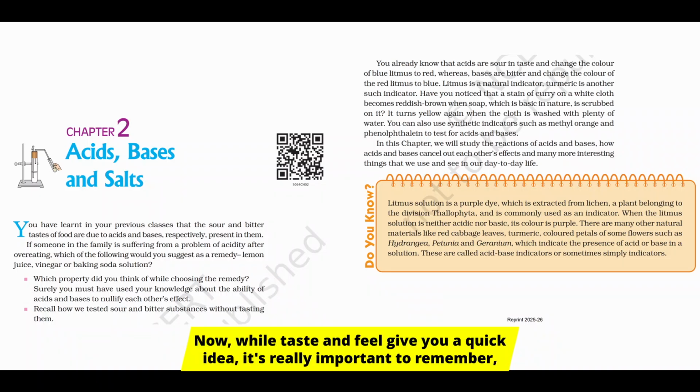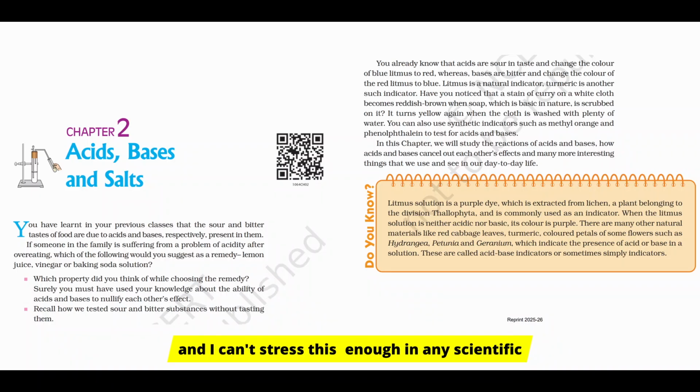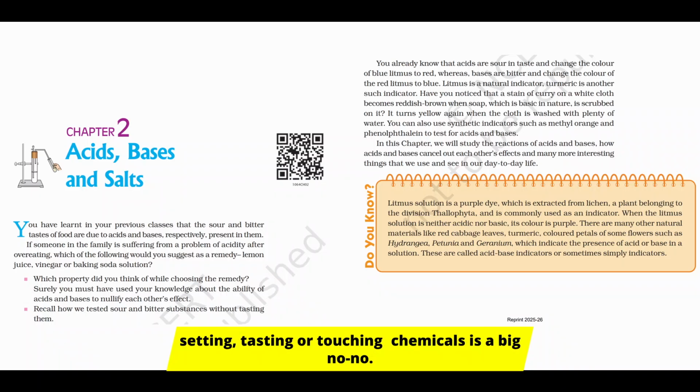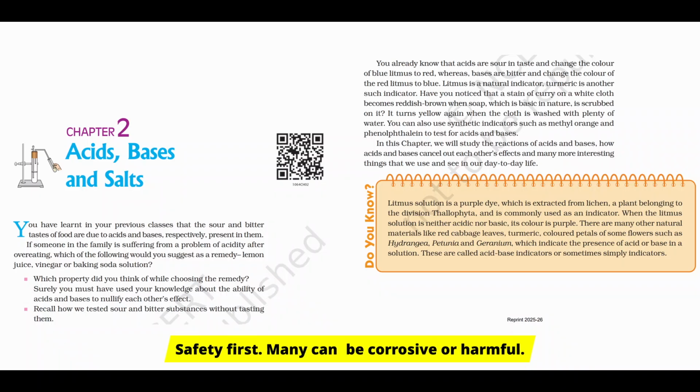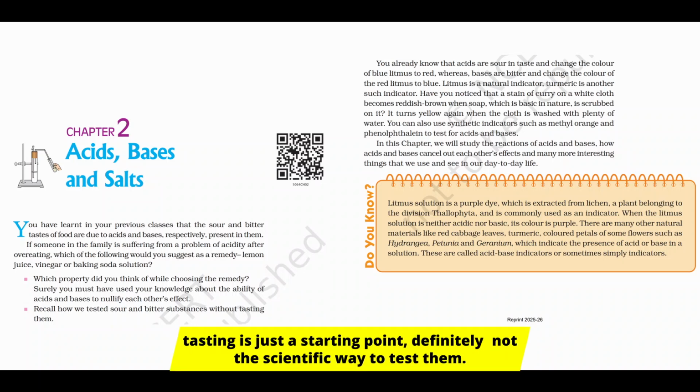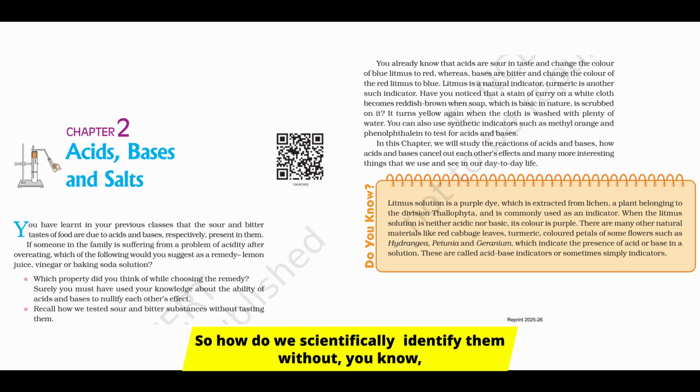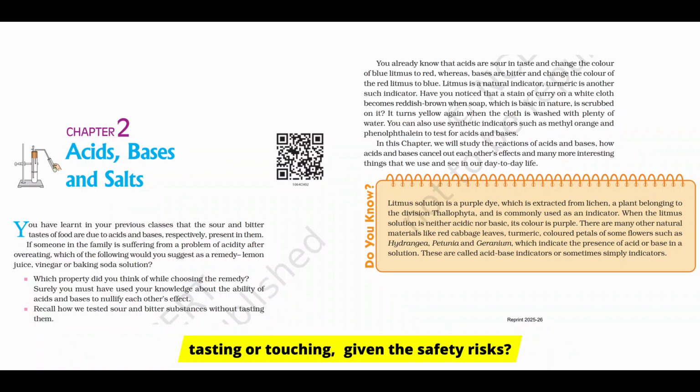Now, while taste and feel give you a quick idea, it's really important to remember, and I can't stress this enough in any scientific setting, tasting or touching chemicals is a big no-no. Safety first. Many can be corrosive or harmful. Oh, okay. So the old primary school idea of tasting is just a starting point, definitely not the scientific way to test them. So how do we scientifically identify them without tasting or touching, given the safety risks?